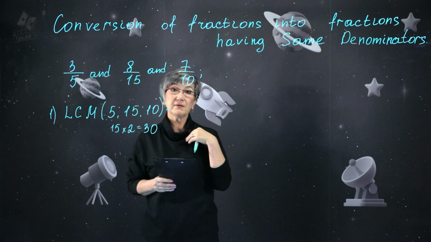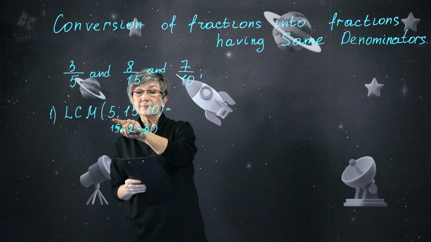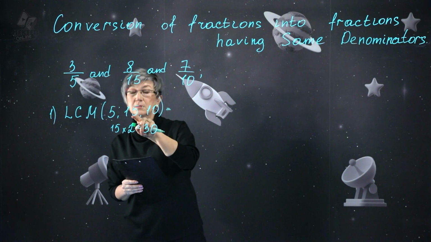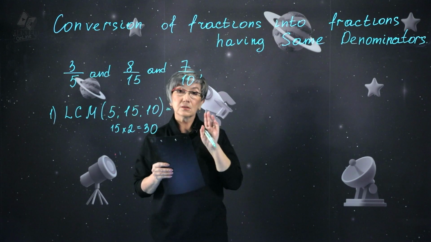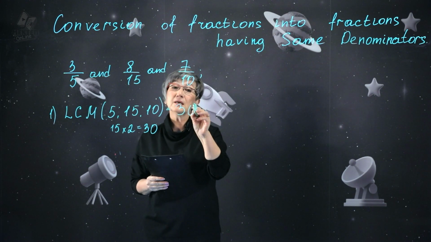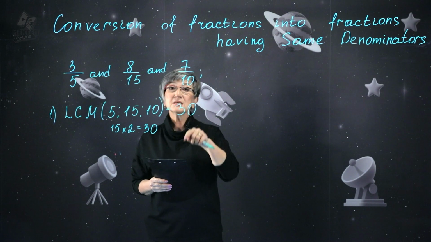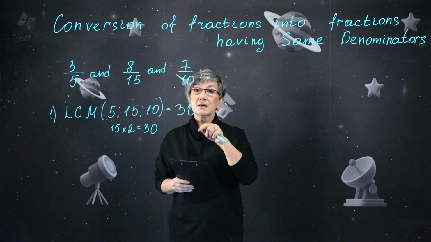After that, I check the result. Does 30 divide by 5? Yes, it divides. Does 30 divide by 15? Yes, everything's good to go. Does 30 divide by 10? Yes, it divides. So the least common multiple is 30. Therefore, we will use 30 as our common denominator for all the fractions in the problem.